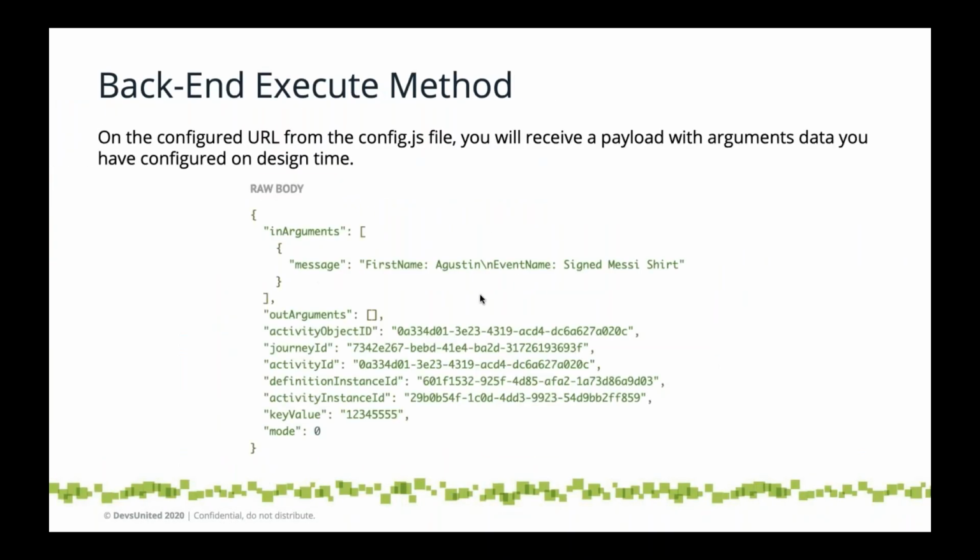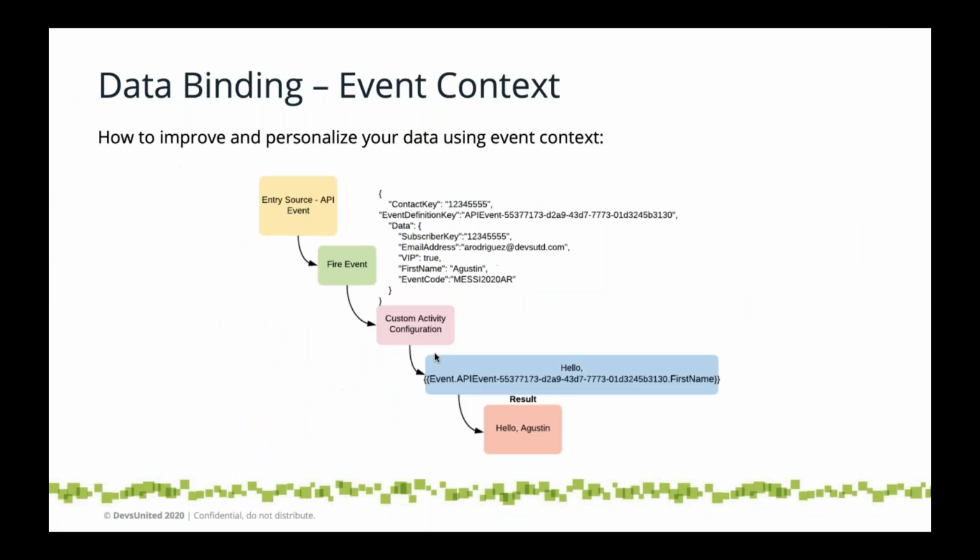So as I say, on the message or on any field that you have on your page, you can use some replacement or some data binding. Marketing Cloud allows you to use different types of data binding. I want to show you two different types. One is the event context type. And what is this, the event context?